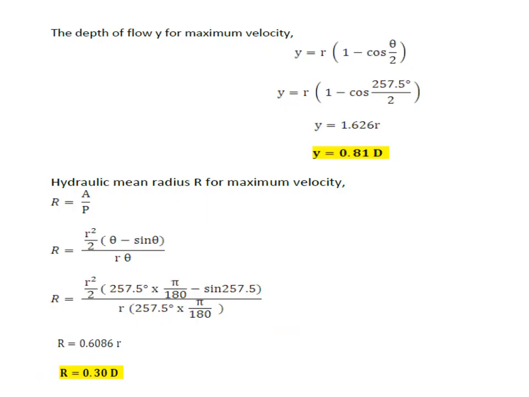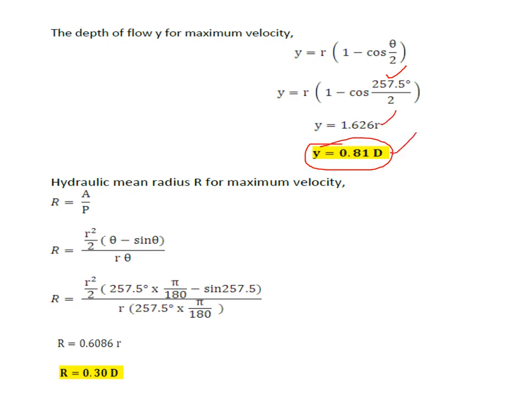So what is the depth of flow for maximum velocity? Then y is equal to r into (1 minus cos θ). Substituting the value of 257.5, you will get y is equal to 0.81 times d, where in terms of r, r is d by 2.